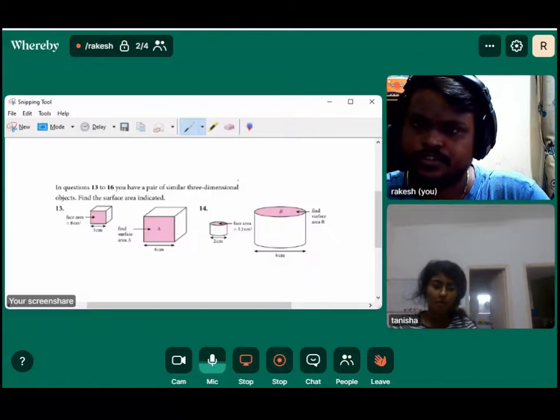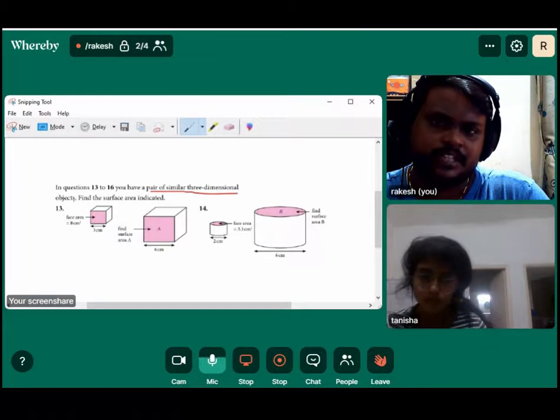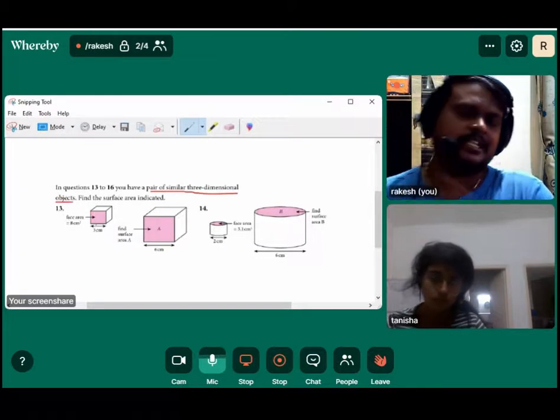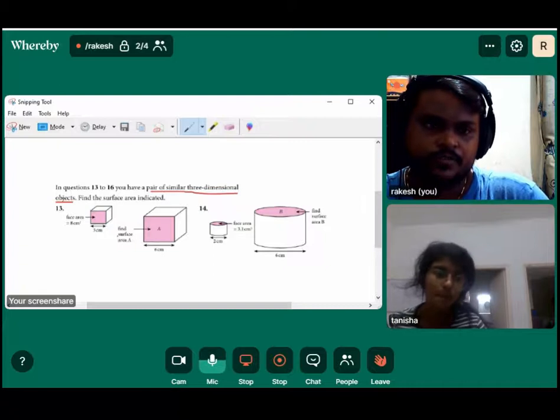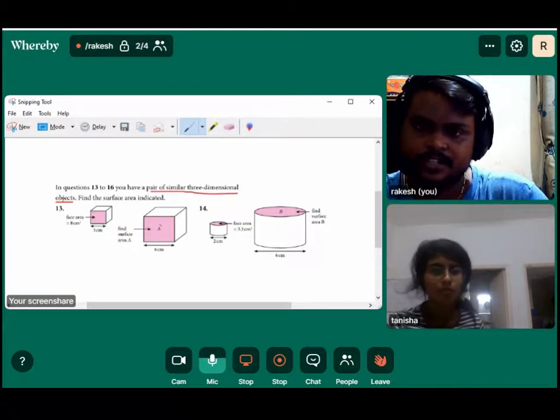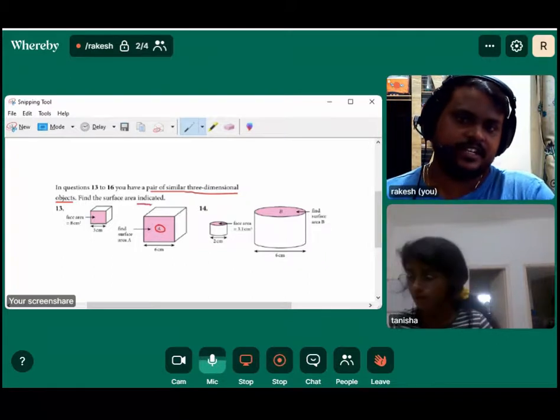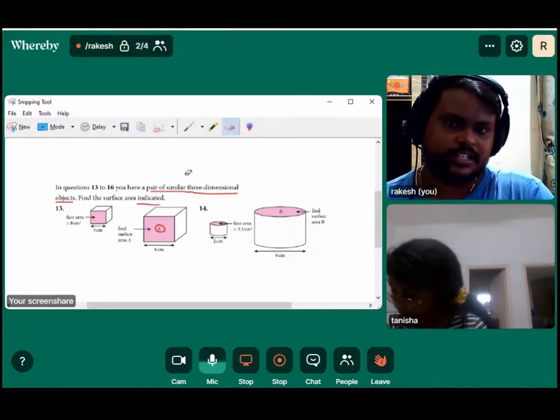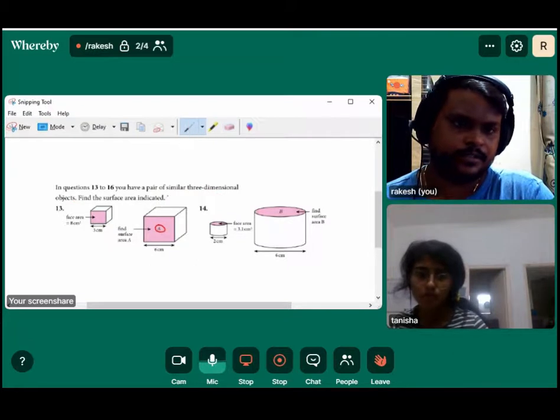Let me show you the question. This is the full question where they said that we have a pair of similar three-dimensional objects. So they said that the objects are similar, right? So we have to figure out the missing area. Find the surface area indicated. So I think the same concept will be applicable, right? So try that.